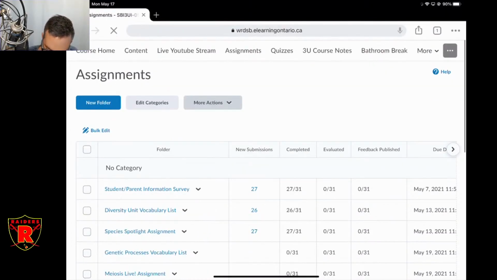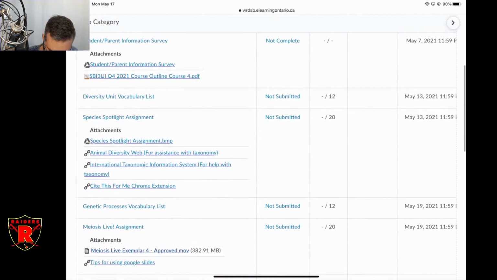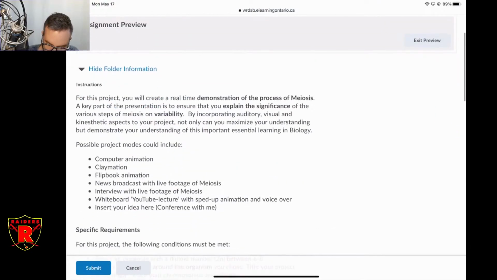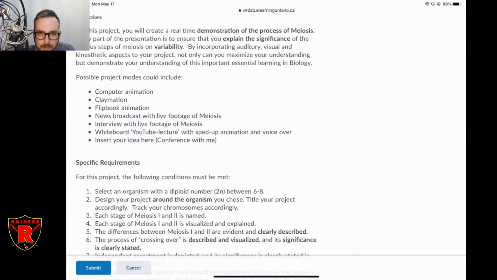One thing to note for this assignment is that I've provided an exemplar. It's called Meiosis Live. What you are going to do is create a demonstration of meiosis, very much the way that I just did. I just demonstrated meiosis to you and explained it to you. Now, I did it in a very basic way. I didn't include any title cards that showed you which step was happening at each step. So that's like an ultra basic version of showing it to you. But you're going to do the same thing, but a slightly more complex version of that.